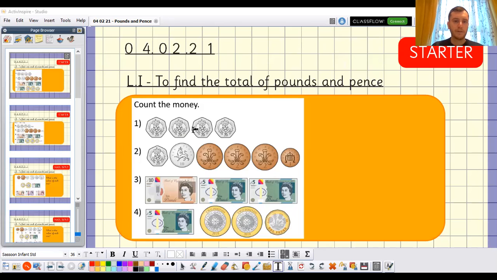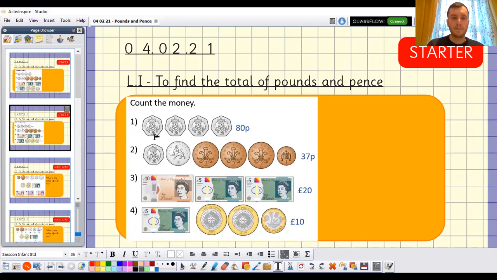So question 1, there are 4 20p coins. Question 2, there is a 20p, a 10p, 3 2p coins and a 1p coin. Question 3, there is a £10 note and 2 £5 notes. And question 4, there is a £5 note, 2 £2 coins and 1 £1 coin. As always, pause the video if you need some extra time, and we'll look at the total amounts in just a moment. So let's look at those together.